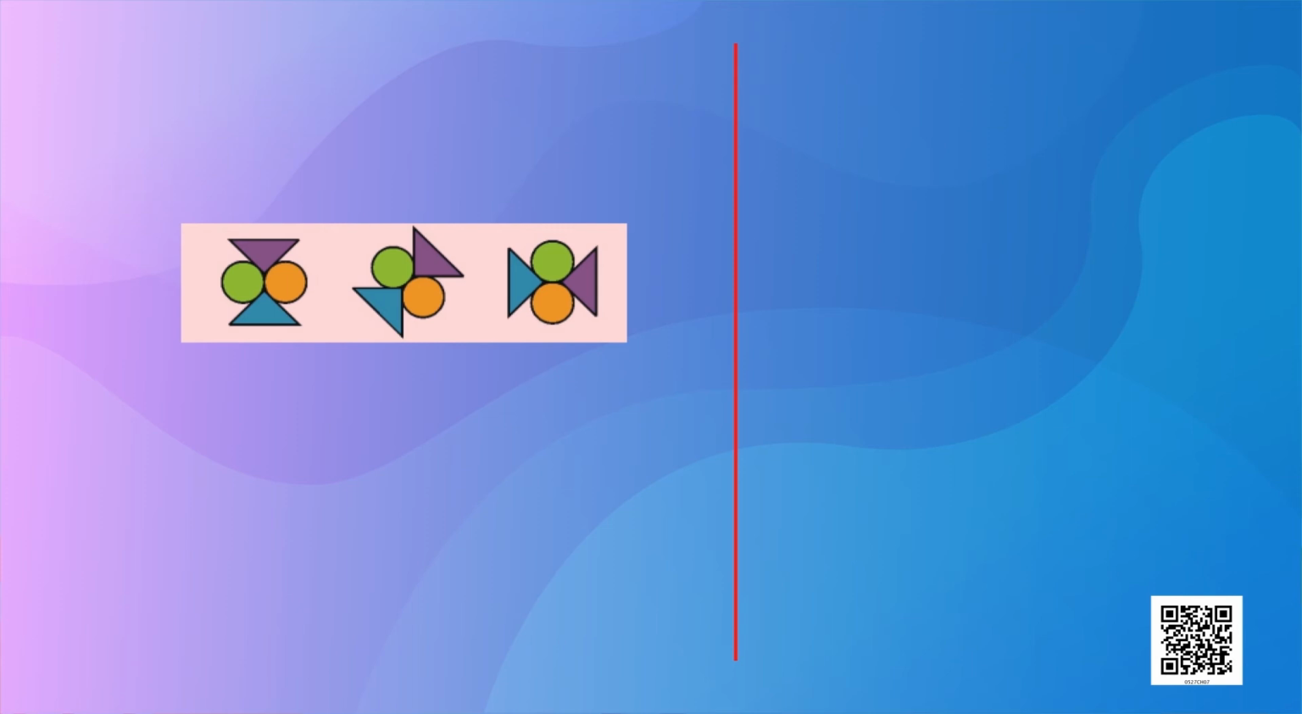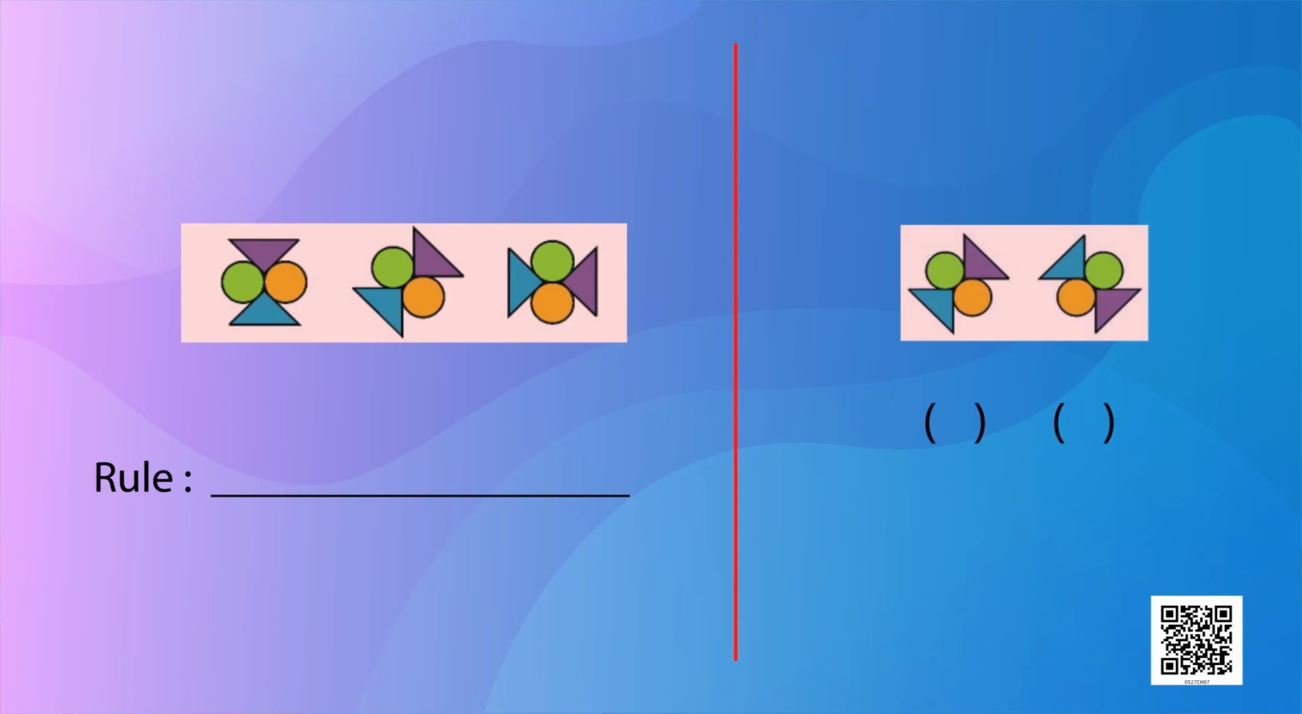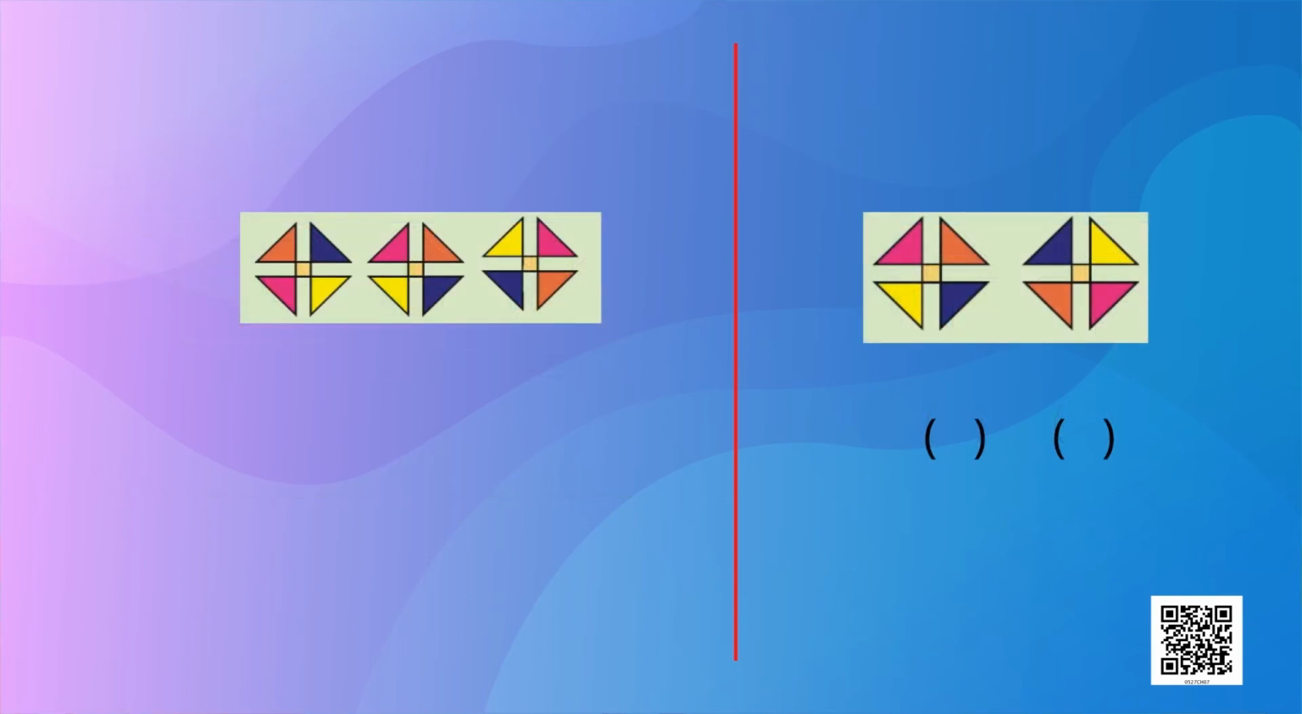Yes, good. So what rule have you observed? Yes, turn by 45 degree each time. Well done. Now look at this figure. What do you see? Observe keenly. Now tell me the rule. Yes, turn by 90 degree each time.